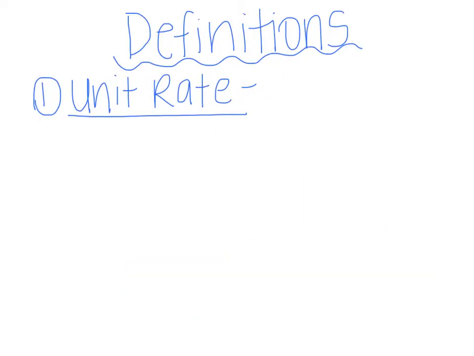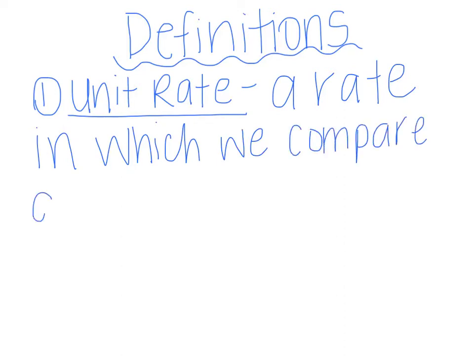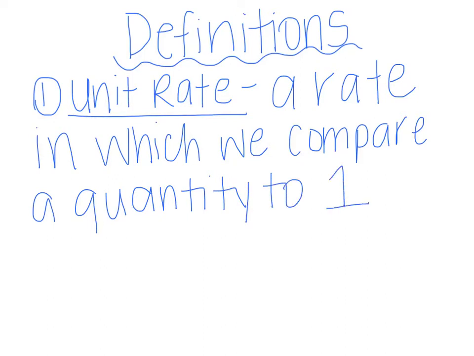The first definition we're going to look at is unit rate. Unit rate is going to be a rate in which we compare a quantity to one. So a unit rate is helping us figure out how much of something happens the first time.